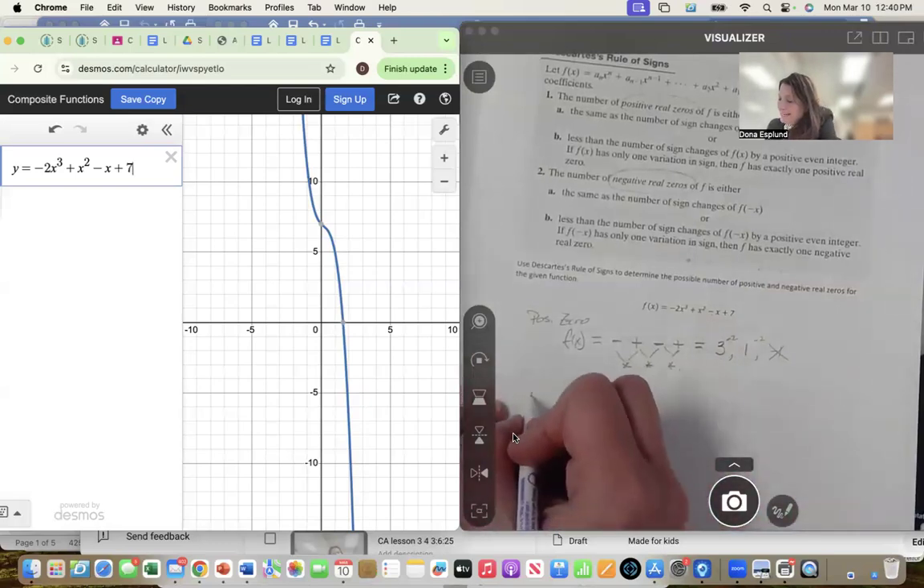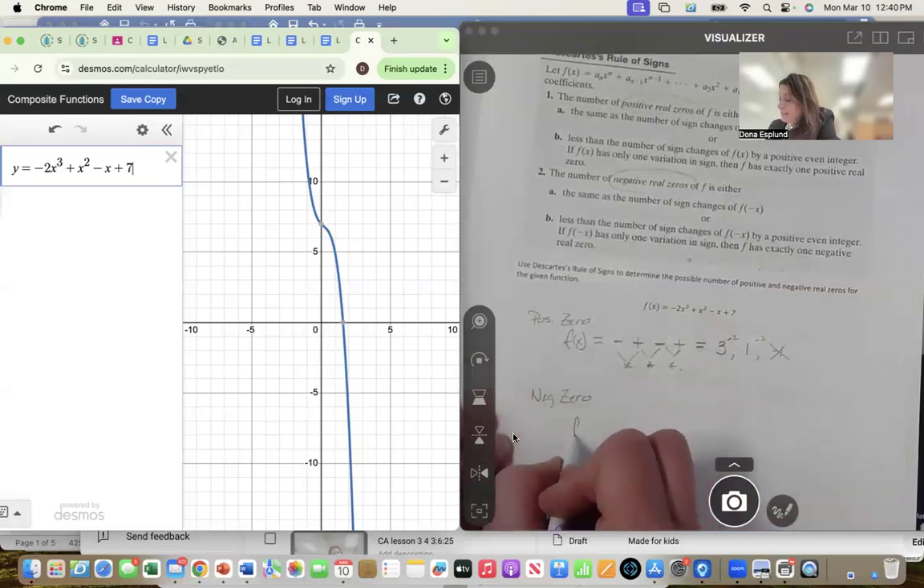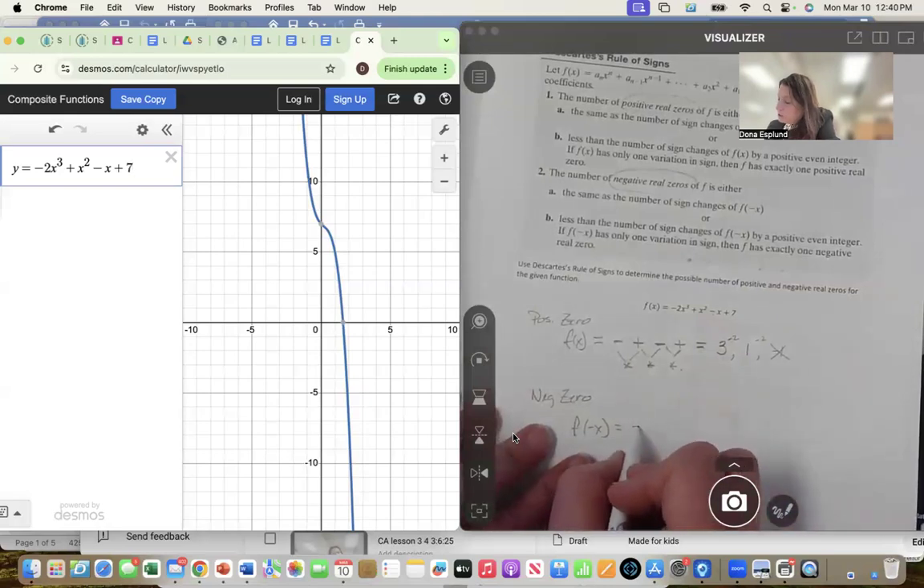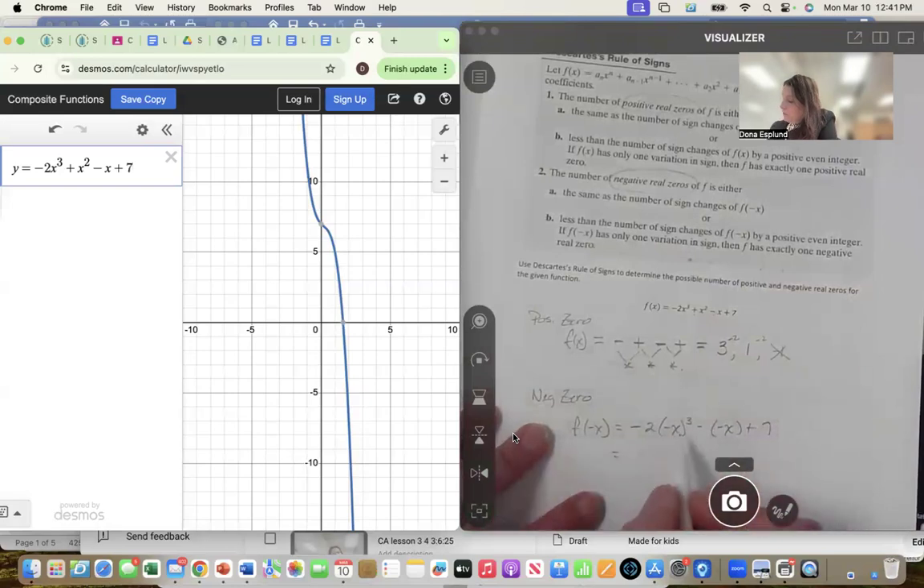But then to find the number of negative zeros I might have, he stuck negative x into my equation. So this time I have to do a little bit of work. I'm going to have negative 2 times negative x to the third, minus a negative x, and then I go plus 7. And then I have to simplify. A negative x to the third, still going to keep that negative, and I have a negative times 2, it makes it a positive. And then if I have a negative and a negative x, that makes it a positive. And so, oops, I have an x squared in there.